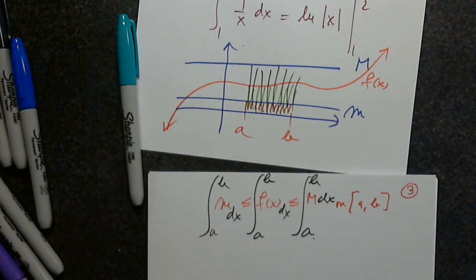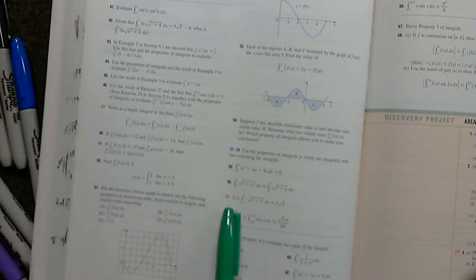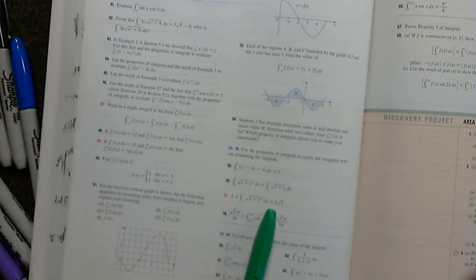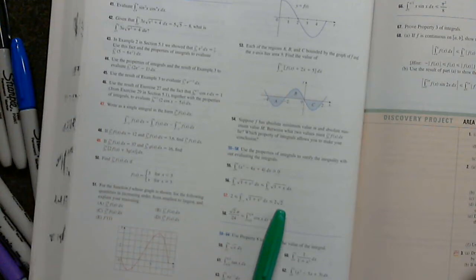Okay, we're asked to use this property or a property to show that 2 is less than or equal to this, which is less than or equal to 2 to the square root of 2. Let's give it a shot.